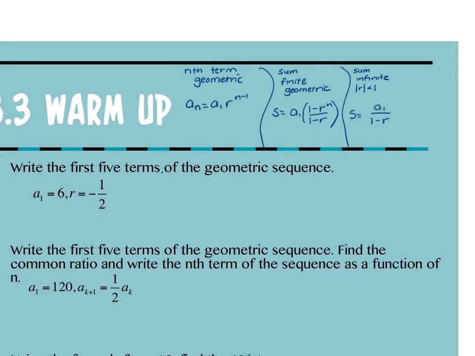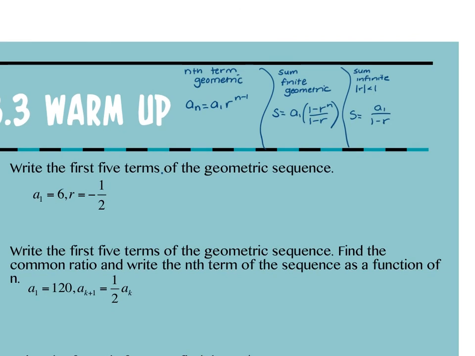So number 1 said write the first 5 terms of the geometric sequence. All I have to do is take that 6, multiply it times negative a half. I get negative 3, multiply it times negative a half. I get 3 halves. 3 halves multiplied by negative a half is negative 3 fourths. Negative times negative is positive, and positive times negative is negative. And then negative 3 fourths times negative 1 half is 3/8.